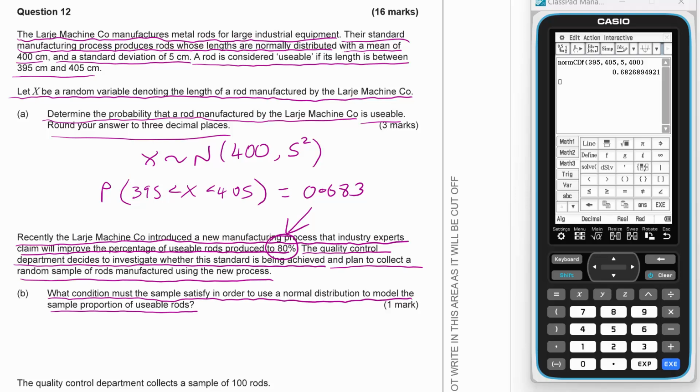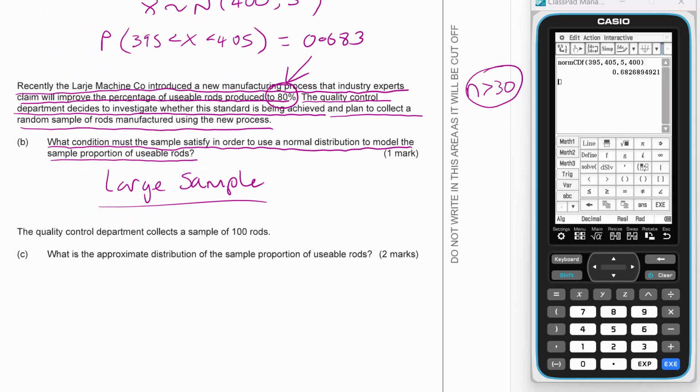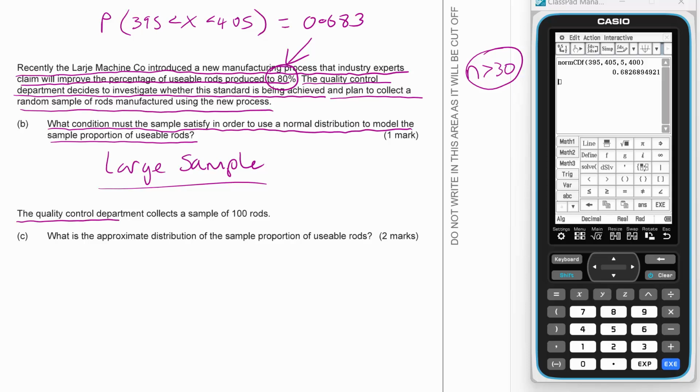It needs to be a large sample. So let's just say large sample. I don't think we actually need to put a number on it. Normally they use n is greater than 30 for these sorts of things, but just large sample will probably do. The Quality Control Department collects a sample of 100 rods, so that should be fine if we think about this standard. What is the approximate distribution of the sample proportion of usable rods?